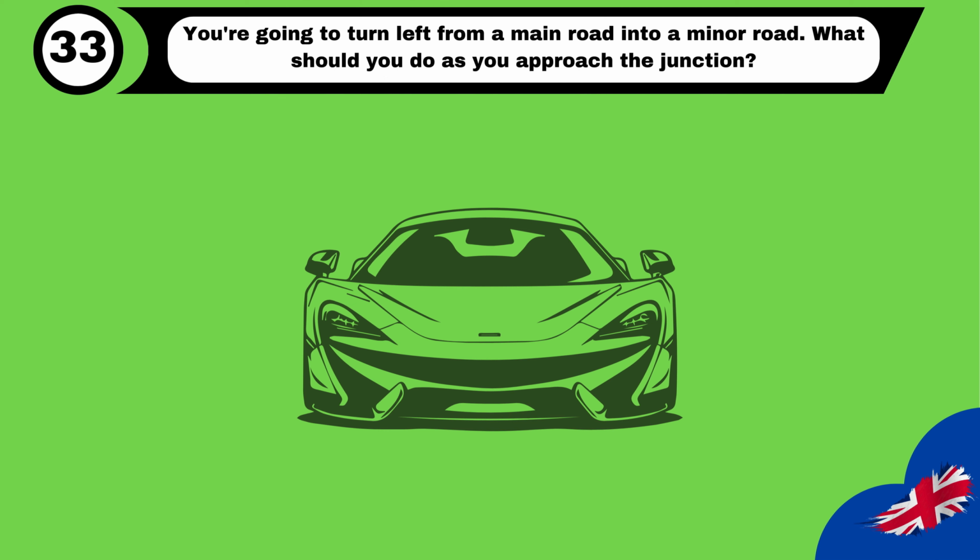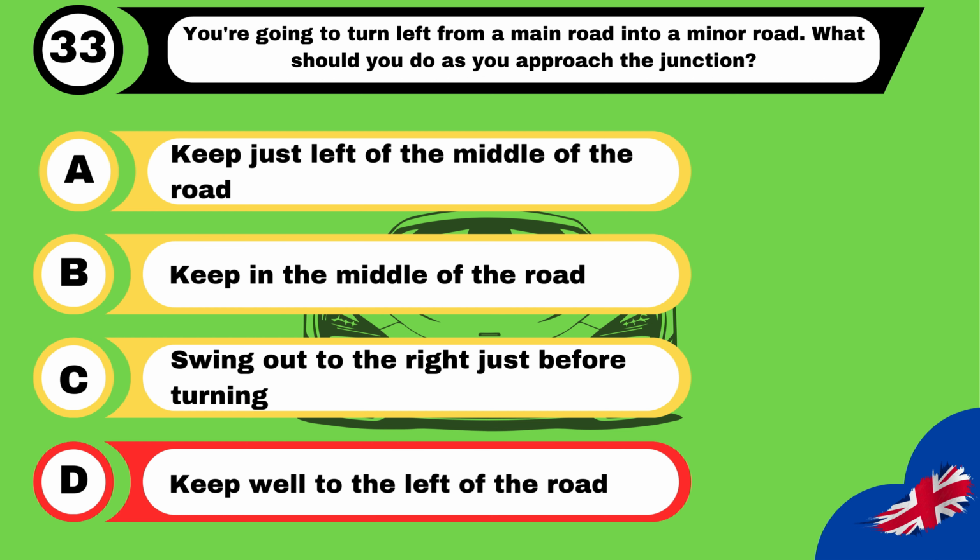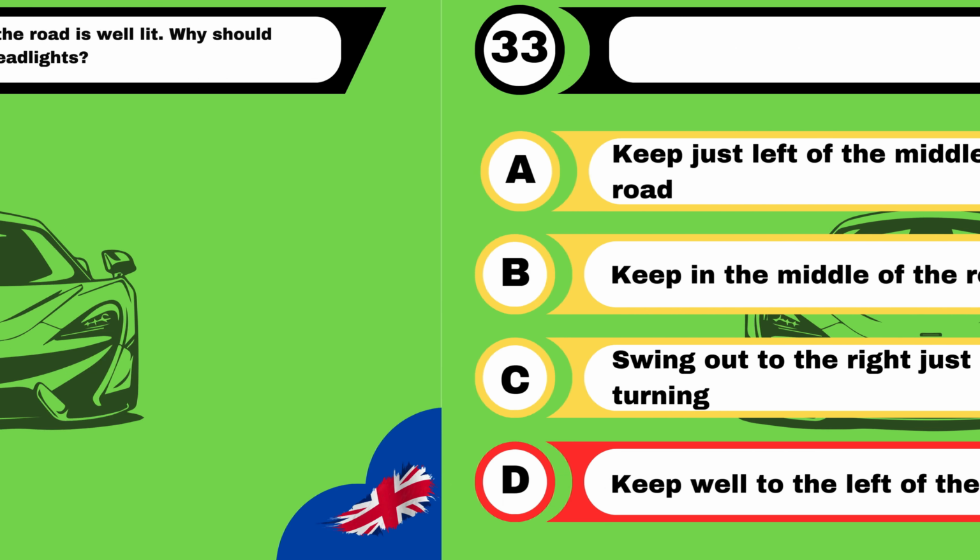Question 33. You're going to turn left from a main road into a minor road. What should you do as you approach the junction? A. Keep just left of the middle of the road. B. Keep in the middle of the road. C. Swing out to the right just before turning. D. Keep well to the left of the road. The answer is D. Keep well to the left of the road.